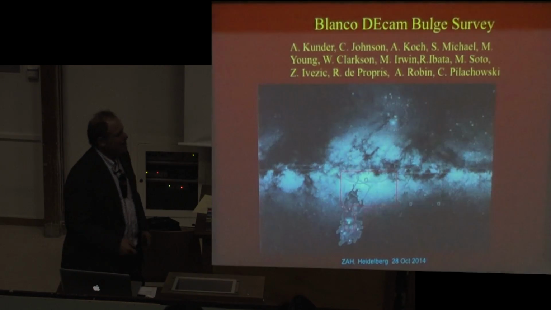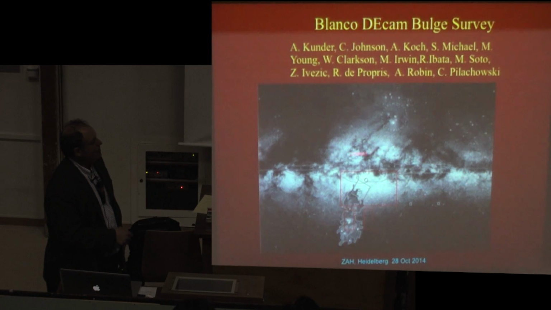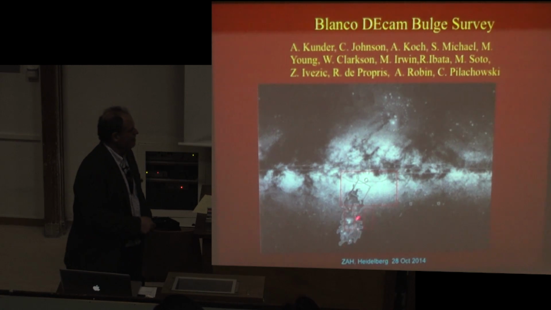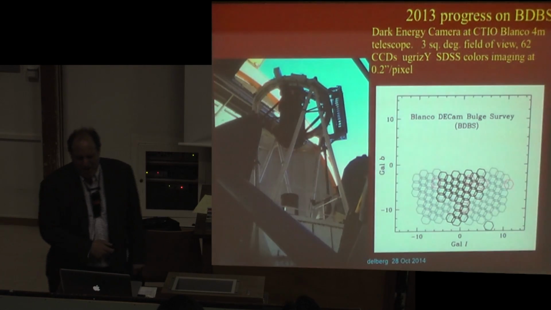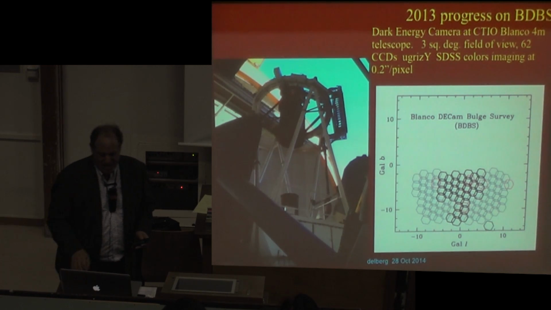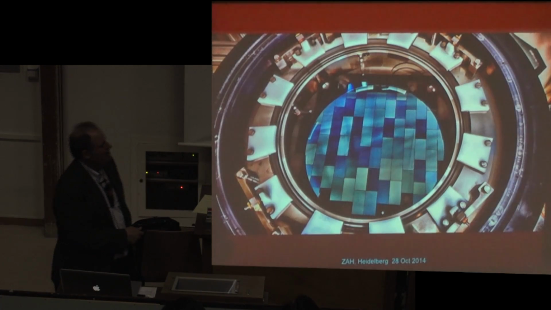Then the Blanco DECam Bulge Survey is a large survey that we're undertaking, which will ultimately roughly cover the VVV field of regard, with special attention to the Sagittarius dwarf galaxy. The Dark Energy Camera is on the prime focus of the 4-meter telescope. It has a 3 square degree field of view. This shows our field on the sky. I think it's now the largest imaging camera until LSST comes online.